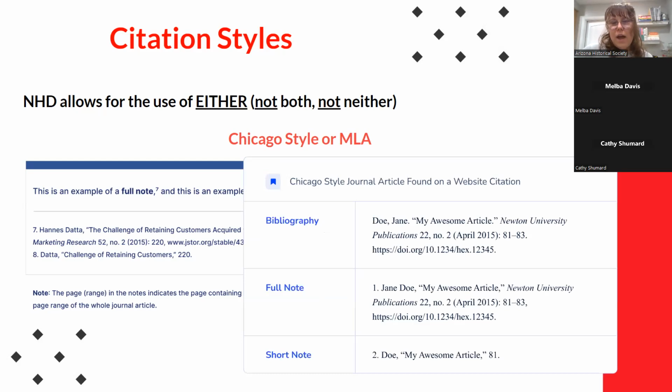Chicago style also has a bibliography, and of course, the bibliographical note is going to be different from the footnote citation, which is different from the short note citation. One of the biggest differences is going to be in the bibliographical note. It's organized last name, first name, and then organized in order of last name. In the full note, it's going to be first name, last name. Fiddly little things, but they're very, very important and just show that you know your stuff.